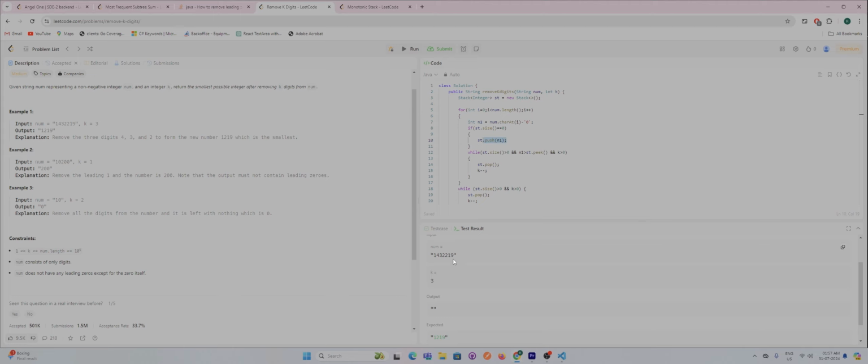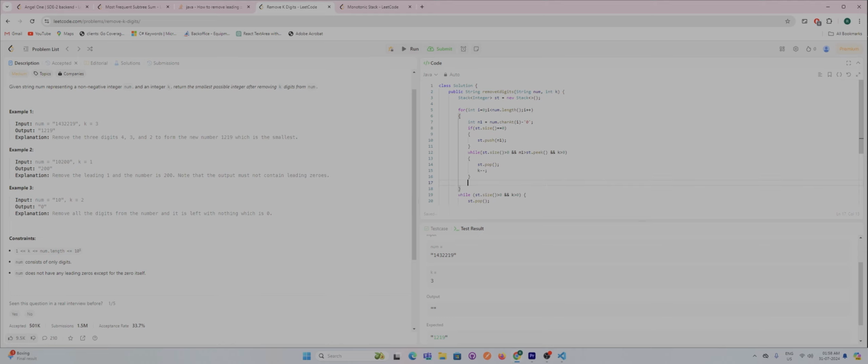So it pushes 1 into the stack. While st.size is greater than 0. Now from the next iteration, it's greater than 0 and n1 is greater than st.peek. But I made a mistake here. I did not consider the condition that what if n1 is less than st.peek. So that's a condition I did not consider. Now I'm going to have to break this down. So let's see, n1 greater than and k greater than 0, but in general, k minus minus.